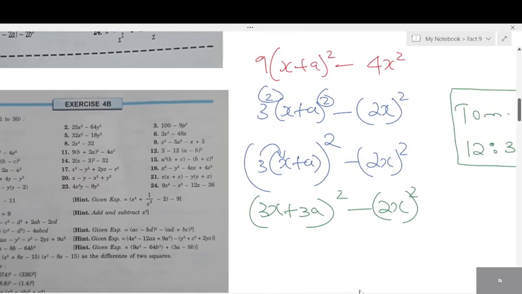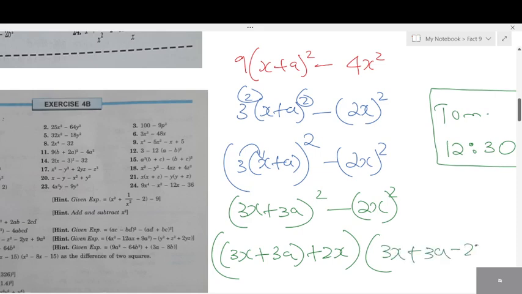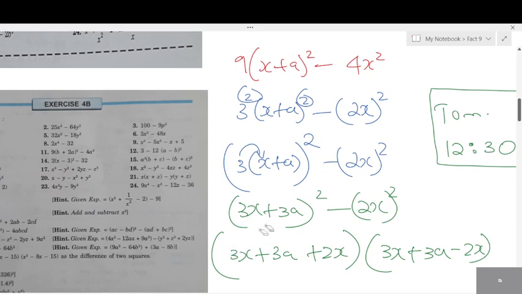A plus b into a minus b. That is 3x plus 3a plus 2x. A plus b, a minus b. 3x plus 3a minus 2x. What are the common values, students? What are the common values here? 3x plus 2x is 5x plus 3a into x plus 3a. There is nothing common. This is how you solve the question.